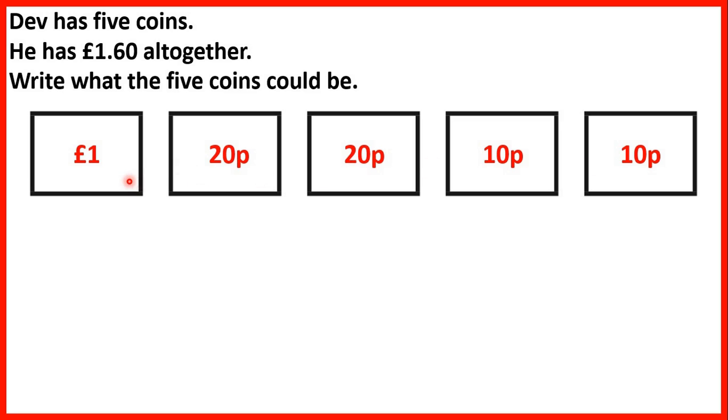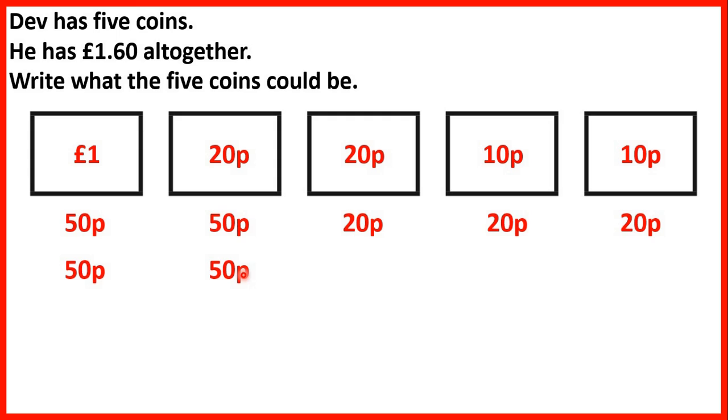But there are other possible solutions for this question. We could have 50 pence, another 50 pence gives us £1, another 20 pence gives us £1.20, another 20 pence takes us to £1.40, and then another 20 pence, we get £1.60. Or we could have 50 pence, 50 pence, 50 pence, 5 pence, and 5 pence, because that gives a total of £1.60 as well.